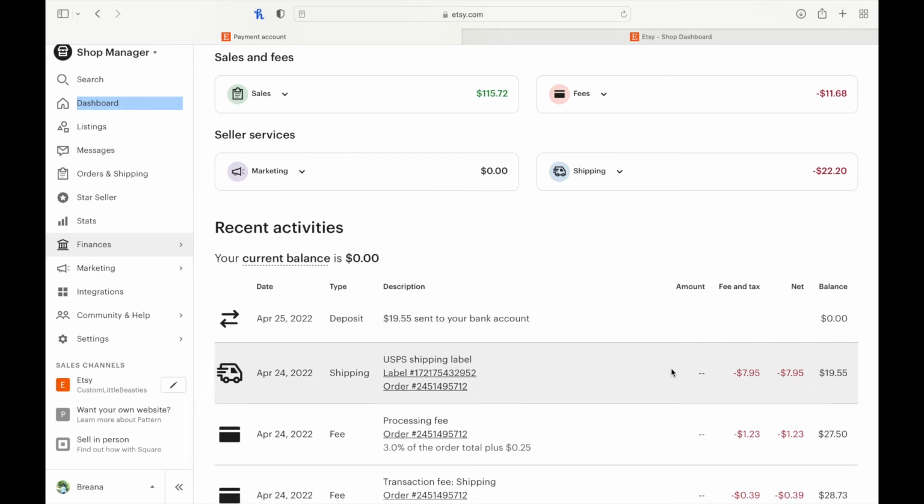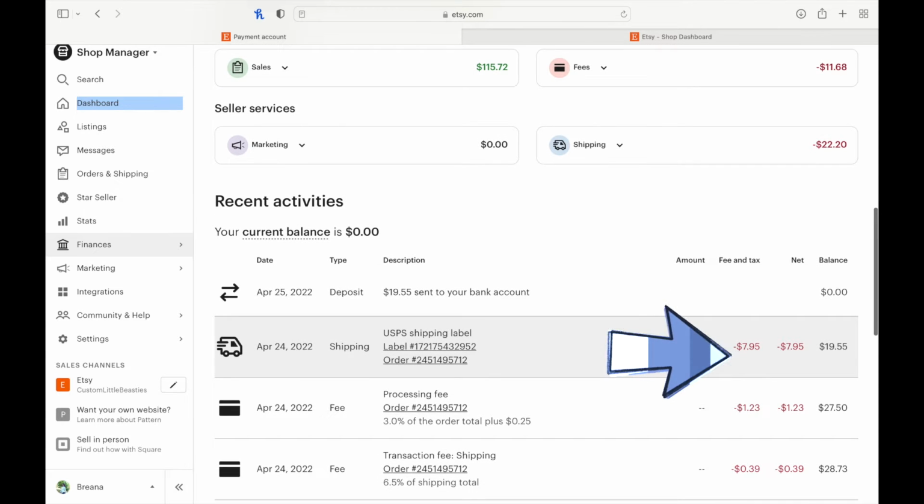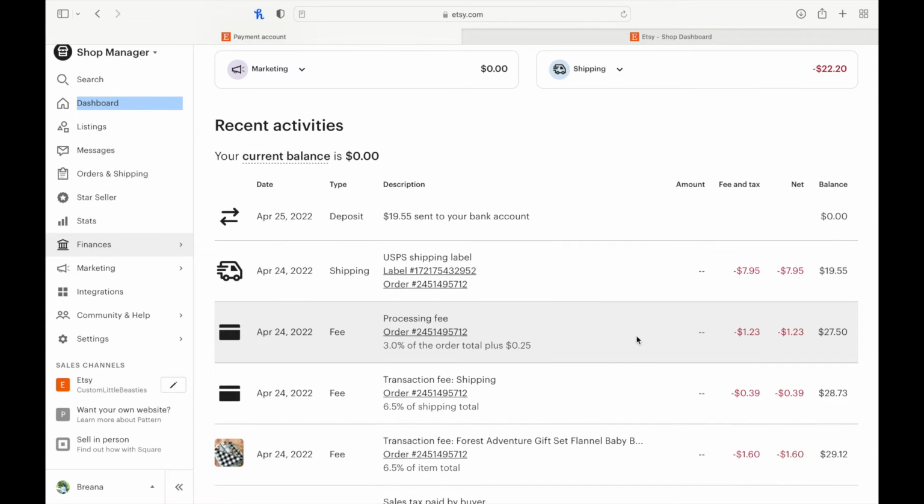Next is the shipping cost, which was $7.95, which is a whole $2 more than I thought it was going to be when I created this listing. I'm not sure. I must have weighed it incorrectly. Always overestimate your shipping. Next is the processing fee, which was $1.23, and it even tells you in the description it's 3% of the order plus 25 cents.